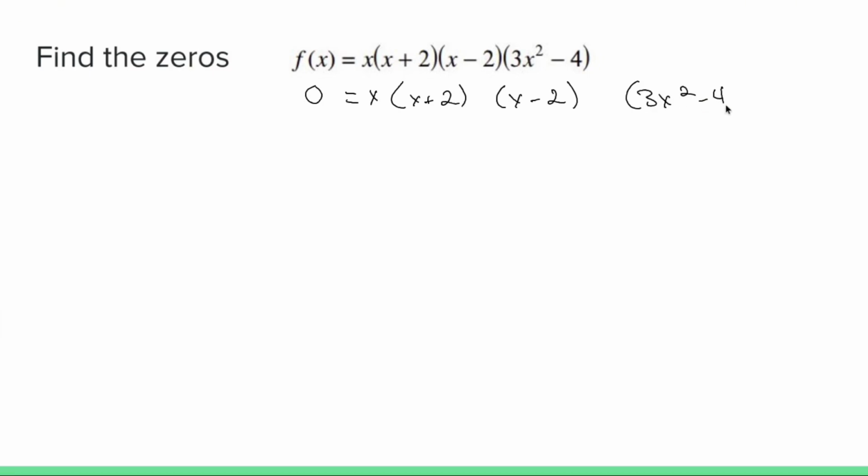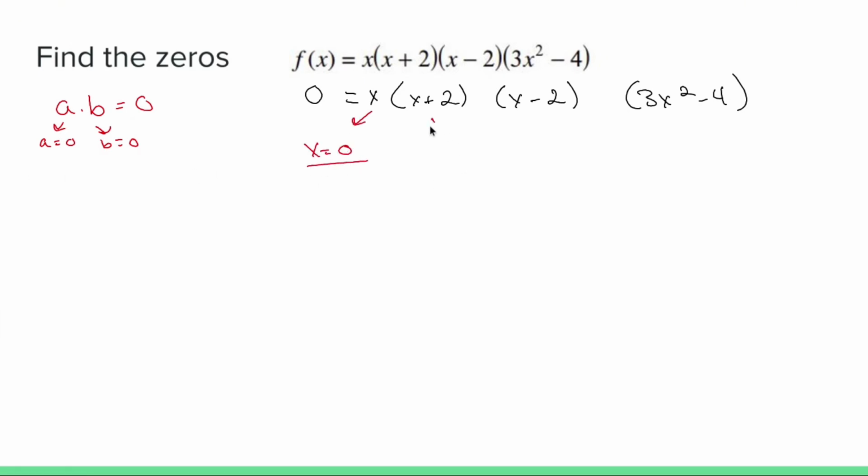Now, this is the zero product property. The zero product property says if you have two or more things multiplied together and it's equal to 0, you set each thing equal to 0, which means x equals 0. So I'm done.